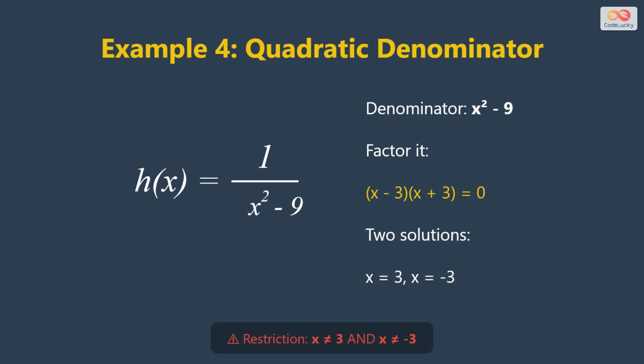What if the bottom is a quadratic like x squared minus 9? We still set it to 0. This time, we need to factor. X squared minus 9 is a difference of squares, so it factors into x minus 3 times x plus 3. This gives us two solutions, positive 3 and negative 3. Both of these values must be excluded from the domain.